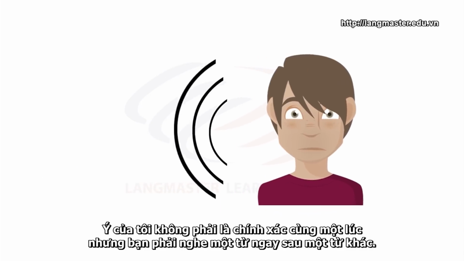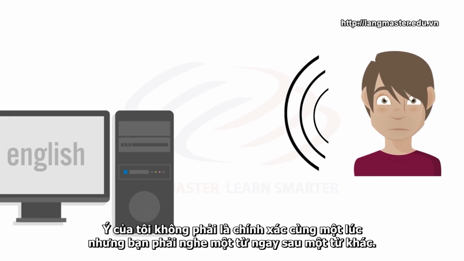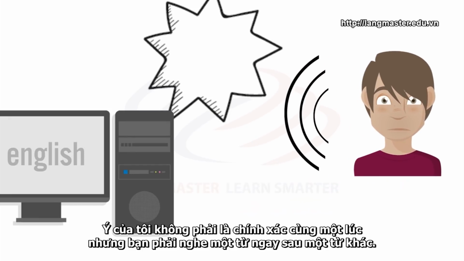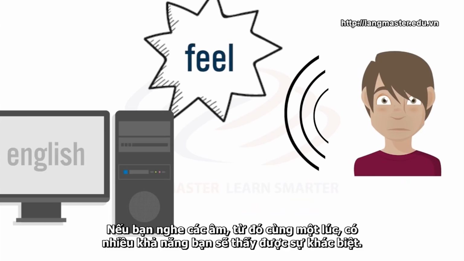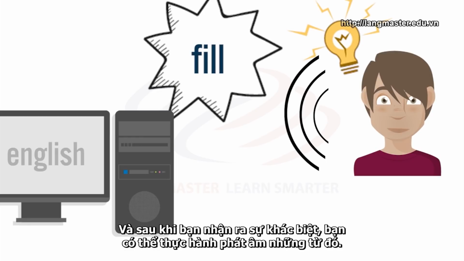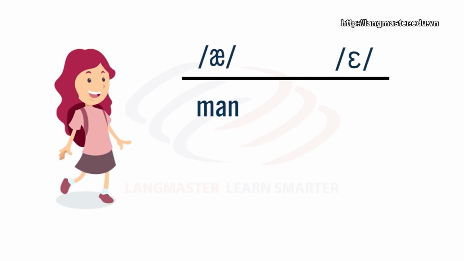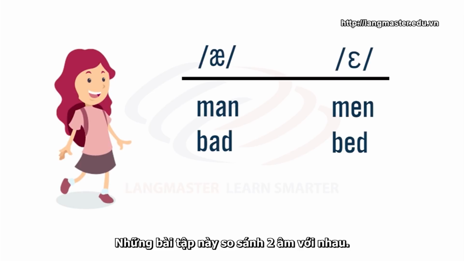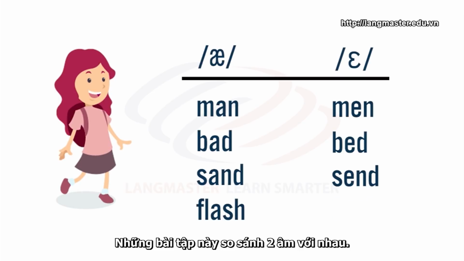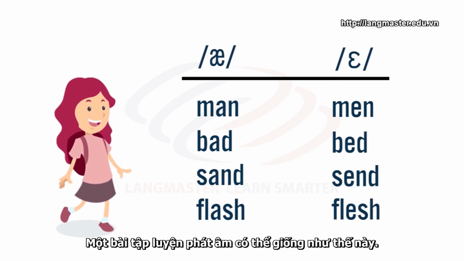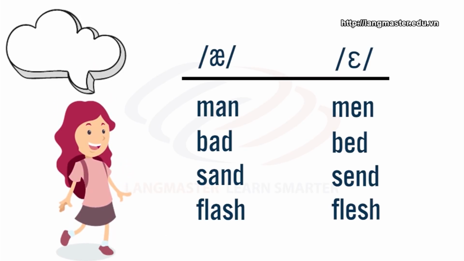I mean, not exactly at the same time, but you listen to one word immediately after the other. If you hear those words together, you are more likely to notice the difference. And after you've noticed the difference, you can then practice pronouncing those words. There are many free pronunciation exercises that apply this idea. These exercises contrast one sound with another. And here is what such an exercise might look like.